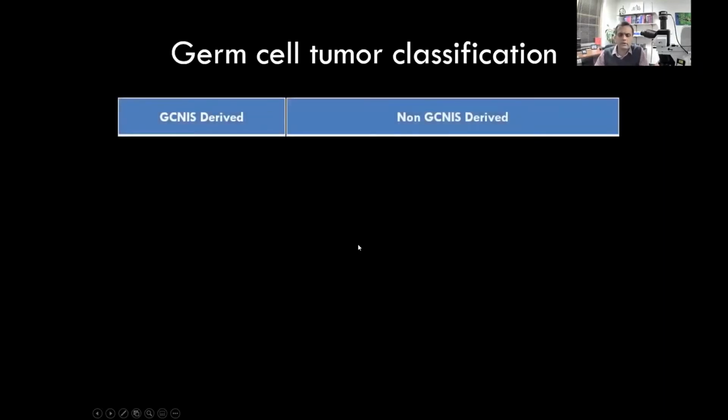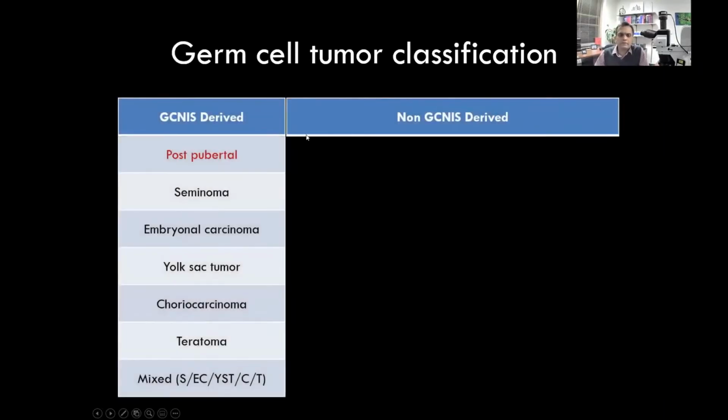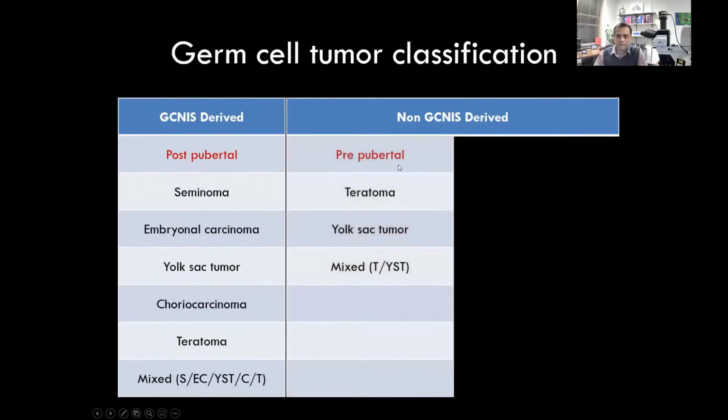So if we look at this more in detail, you'll see these two classifications. Basically, the GCNIS derived tumors are all postpubertal tumors, and these are the ones that we are most familiar with, the seminomas, embryonal carcinomas, and all the other ones, as well as mixed tumors. The non-GCNIS derived tumors, typically, as I said, arise in the prepubertal age group. They're usually pure teratomas or pure yolk sac tumors in children that behave in a benign or indolent fashion. Occasionally, you may have a mixture of teratomas and yolk sac tumors.